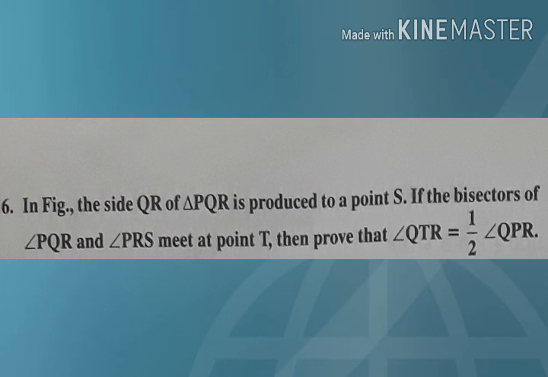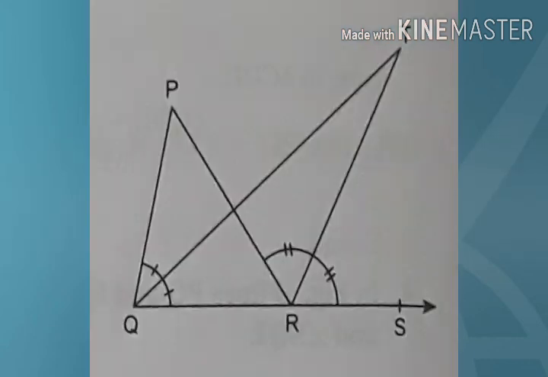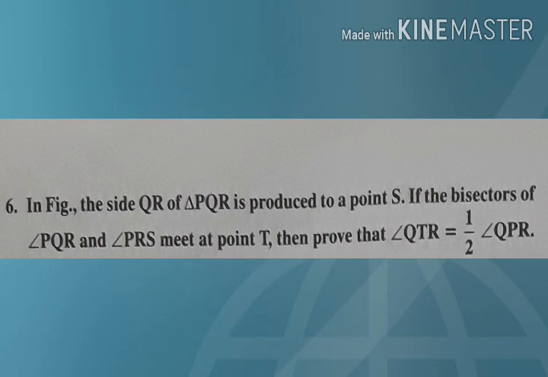Now the last question of this chapter, that is exercise 6.3, sixth question. There also a figure is given. In the figure, side QR of triangle PQR is produced to a point S. If the bisectors of angle PQR and angle PRS meet at a point T, then prove that angle QTR equals half of angle QPR. The figure is given there. It is a somewhat confusing figure, so you should be careful when you look at it.